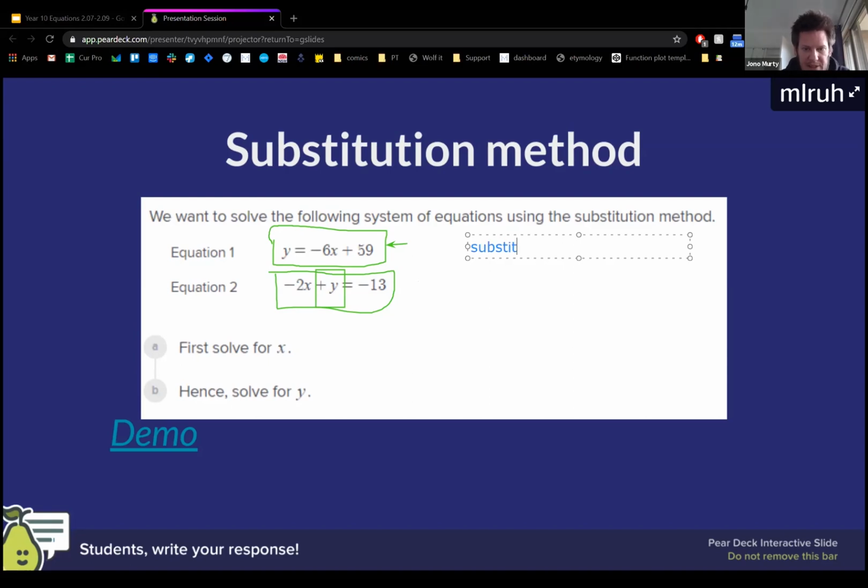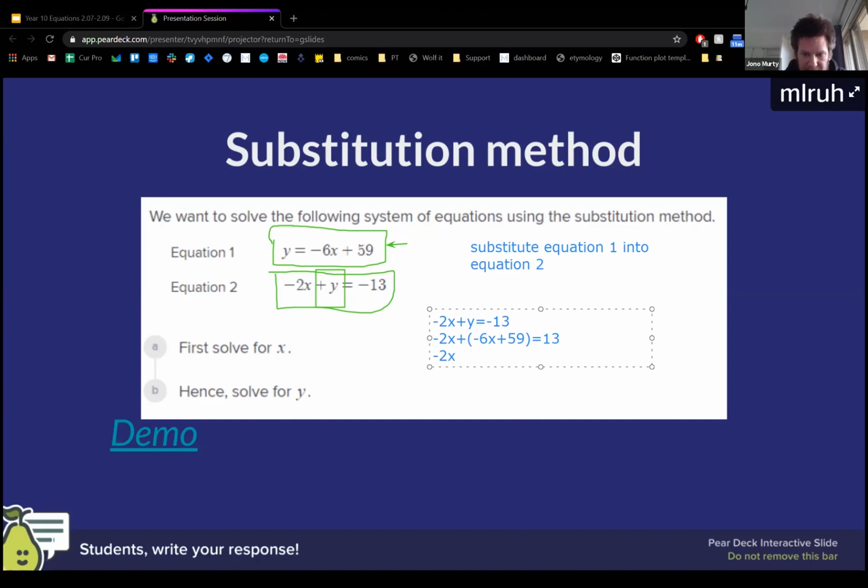So I would say the best first step is to substitute equation 1 into equation 2. So equation 2 is minus 2x plus y equals minus 13. We know what y equals. It equals minus 6x plus 59. So we have minus 2x plus minus 6x plus 59 is equal to 13.